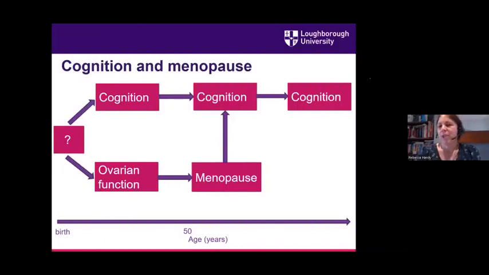So what a life course approach is suggesting here is that we've got this tracking of two sorts of function across the life course, and we need to understand their interrelationships to properly understand the impact of menopause on cognition.